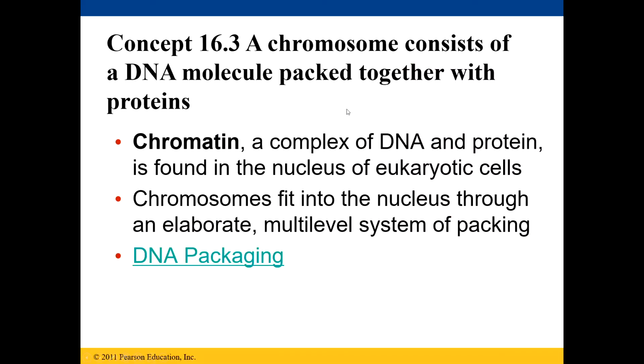So in concept 16.3, we're talking about a chromosome and how it consists of a DNA molecule packaged together with proteins. Some of these we've already talked about, this term chromatin. Remember that most of the time the DNA is all unwound in the cell nucleus in the form of chromatin. But when the cell is ready to divide, that's when it condenses and forms chromosomes. So how do we get all of this chromatin?